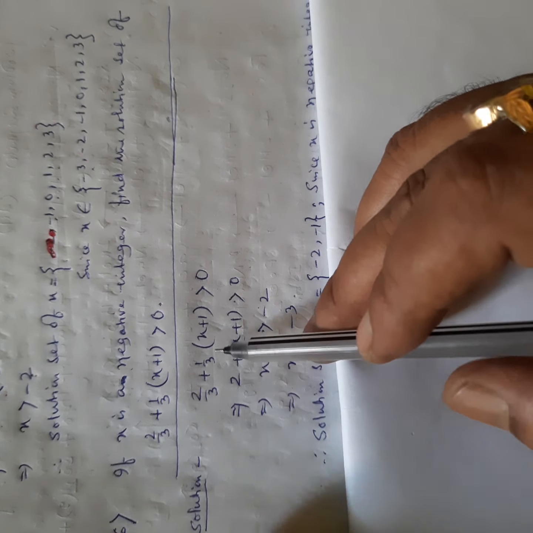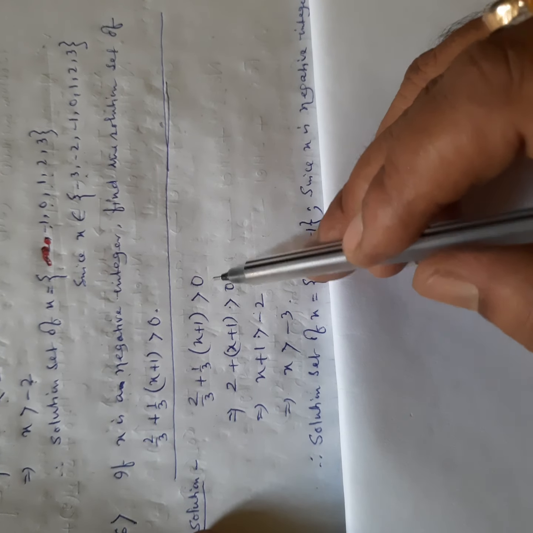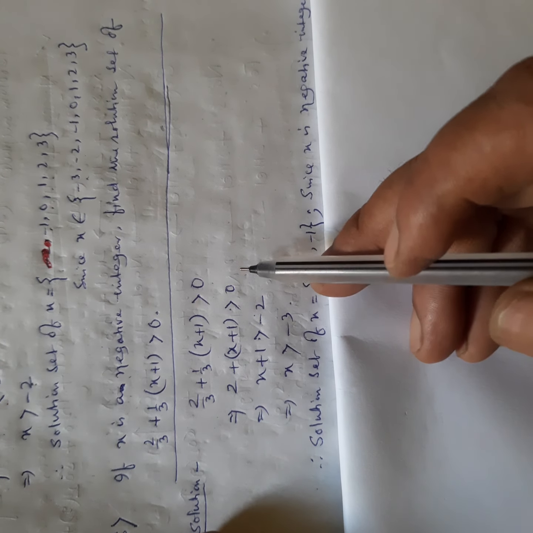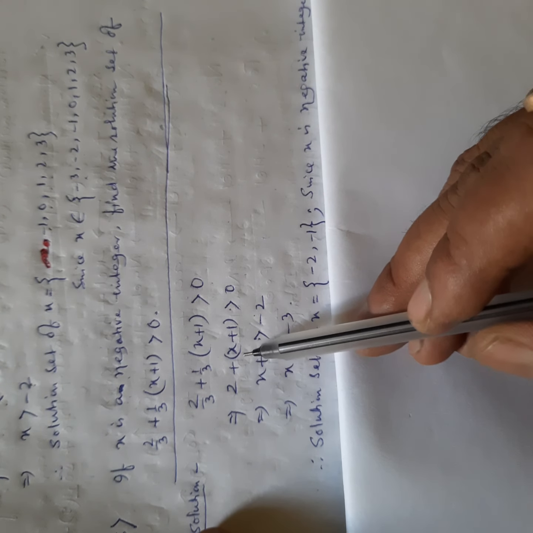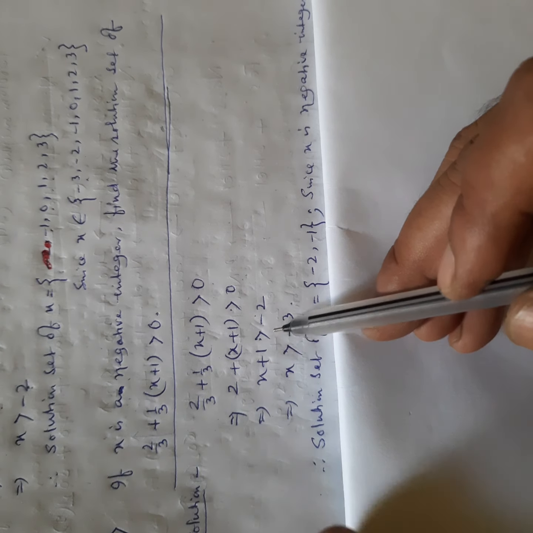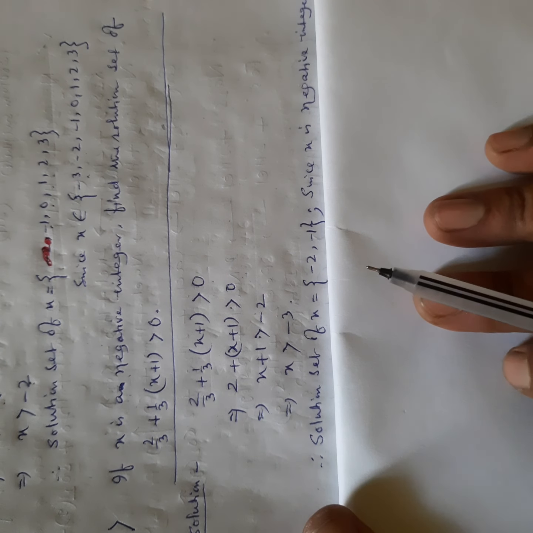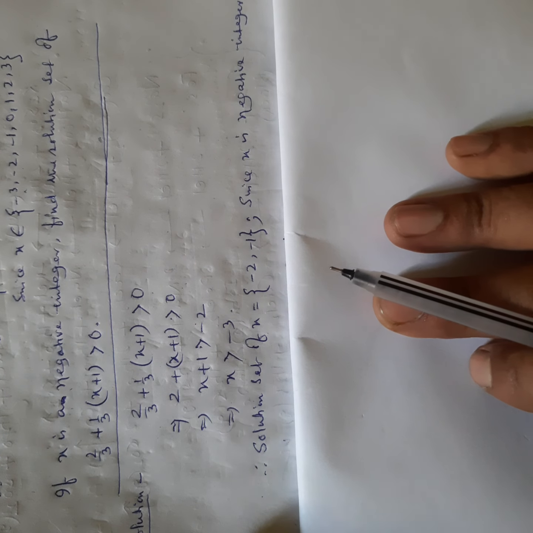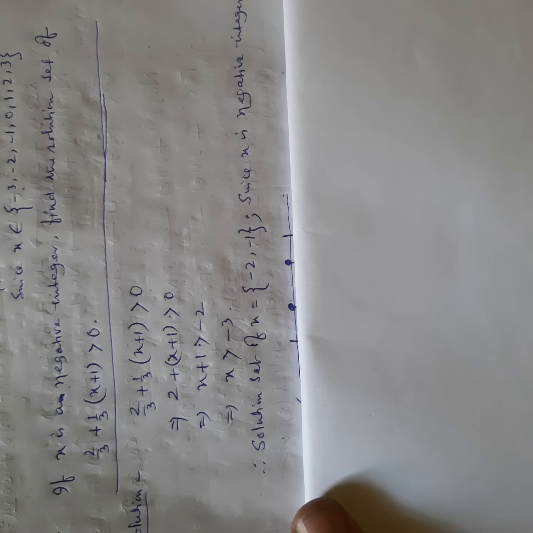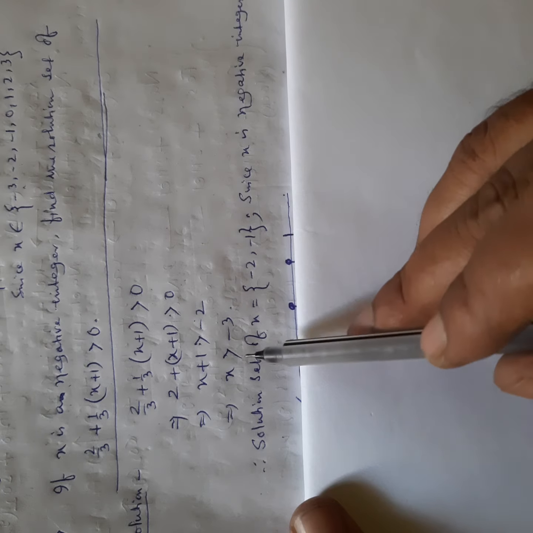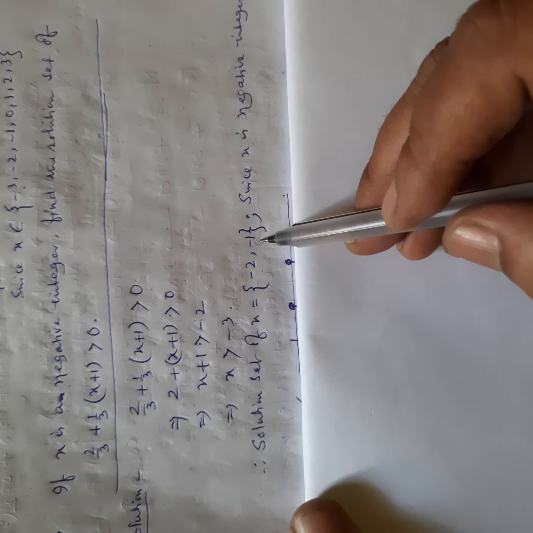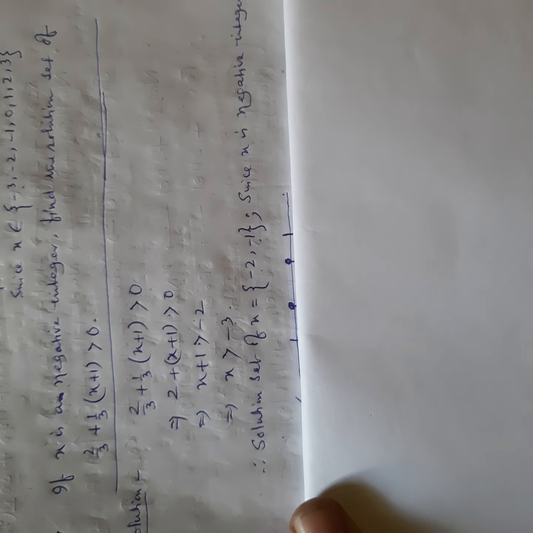2/3 + (1/3)(x + 1) > 0. Multiplying by 3 on each term on both sides, we get 2 + x + 1 > 0. This implies that x + 1 > −2. This implies that x > −3. Therefore the solution set is x greater than −3. That means we get the solution set {−2, −1}, since x is a negative integer.